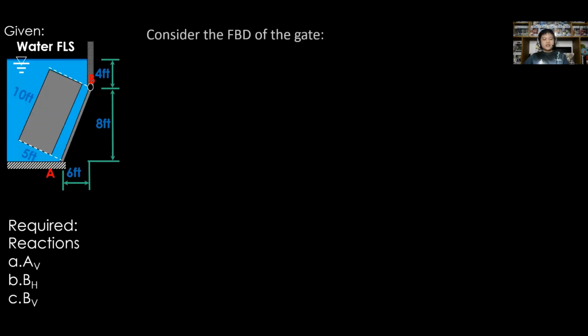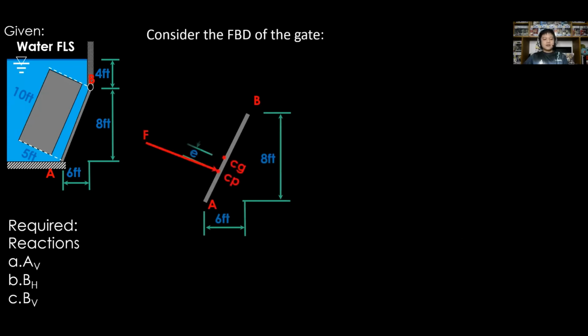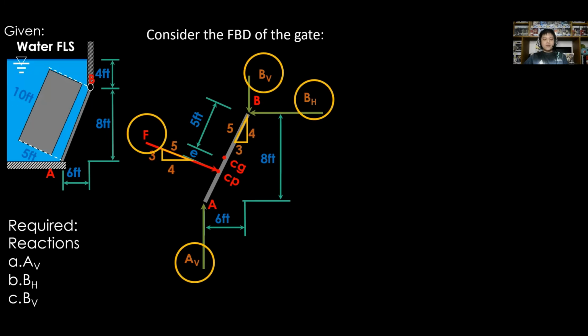So first, consider the FBD of the gate and assume directions of the forces. So estimate the location of the hydrostatic force F, with the slope ratio same as the slope ratio of the gate, that is 3, 4, 5. Next is the reaction at point A and for point B. Therefore, we have 4 unknowns, the F, A sub V, B sub V, and B sub H.